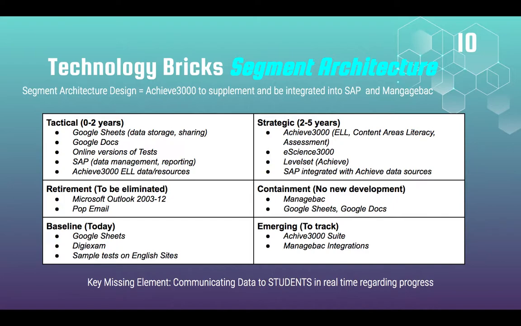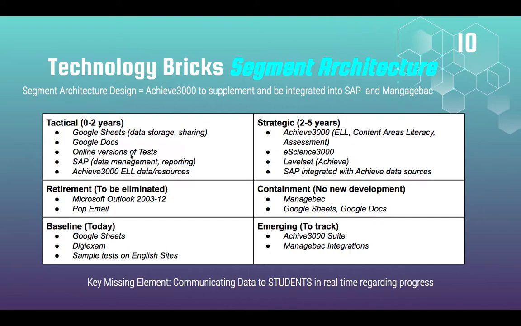So in terms of technology bricks regarding this segment architecture, which again is the use of Achieve 3000, considering our case specifically, currently the data we would get on Achieve 3000 are stored in Google Sheets and Google Docs. There are some online versions of tests that our English teachers and English team would use, but they're scattered. And again, the results from those tests have to be transcribed or copied and pasted from one location to another.